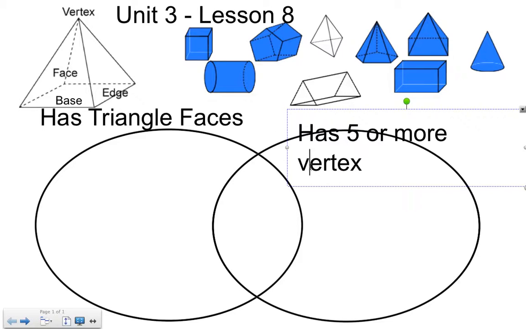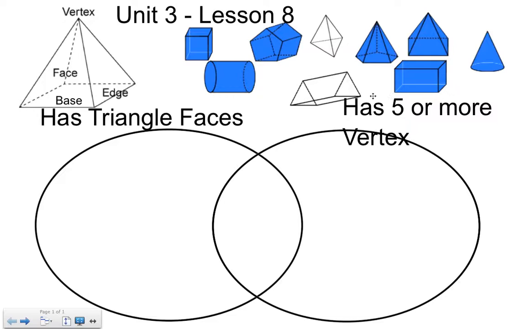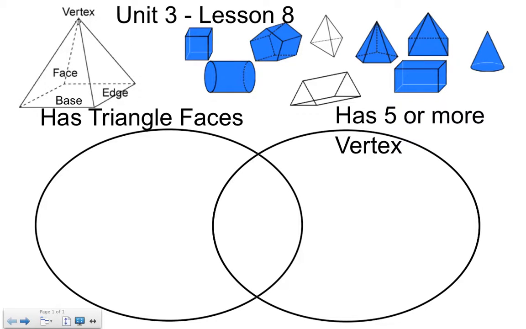Okay? Remember what a vertex is. Just refer to the image here. The vertex is any edge that comes to a point. Okay, so if I look here, I have one vertex, 2, 3, 4. There's 5 altogether here. Okay, so let's take these shapes here and start sorting them around. If they don't fit in any of these, they go on the outside. If they both have triangles and has 5 or more vertex, they'll go in the middle.